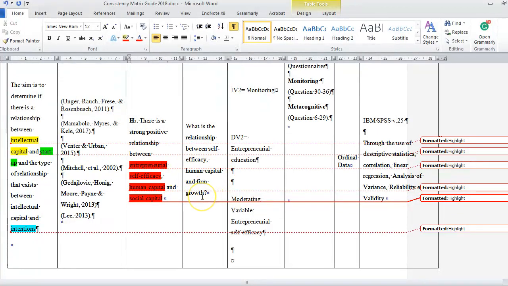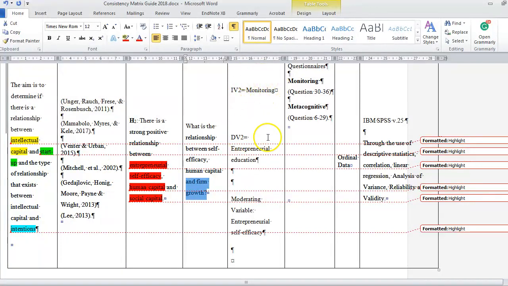And then she says firm growth. You go to the hypothesis, there's no firm growth. You go to the sub-aim, there's no firm growth. So she has introduced a new variable, which is firm growth, that is not consistent with the hypothesis and the sub-aim. So she needs to relook at this.